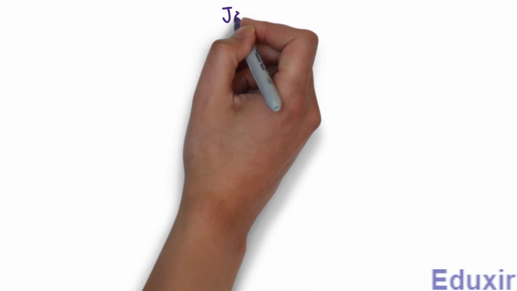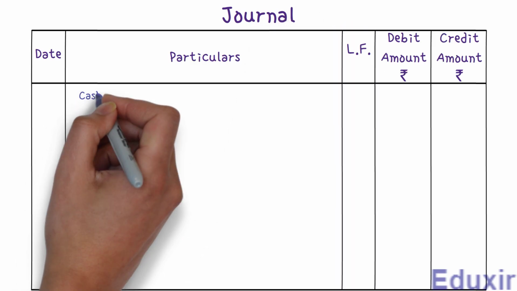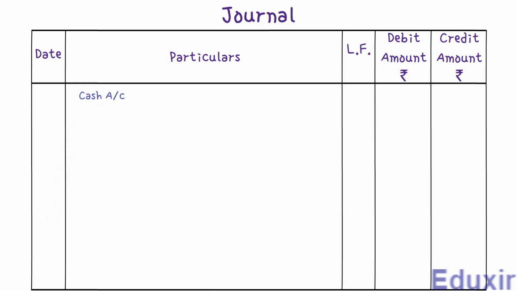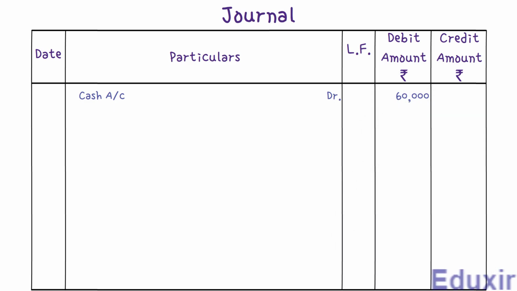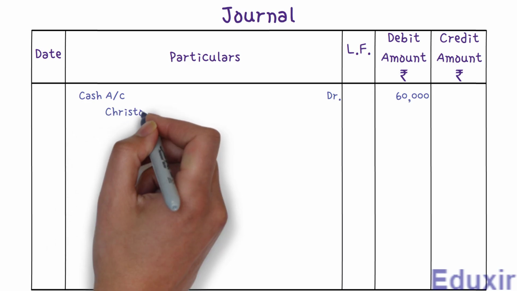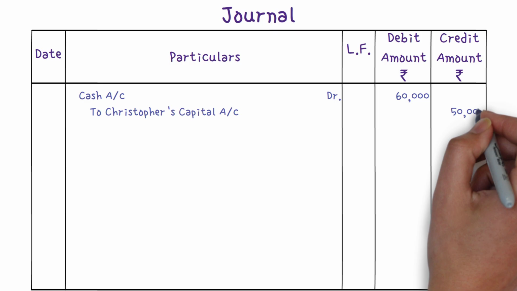Let's first write the journal header. Let us have the rest of the journal format. Let's first write the cash account as the debit entry. Let's then write the text DR to indicate that this is a debit entry. Let's then write the debit amount of 60,000 rupees in the debit amount column. Leaving some margin, let's write the partner Christopher's capital account as the credit entry. As you know, the credit entries start with To. Let's then write the credit amount of 50,000 rupees in the credit amount column.